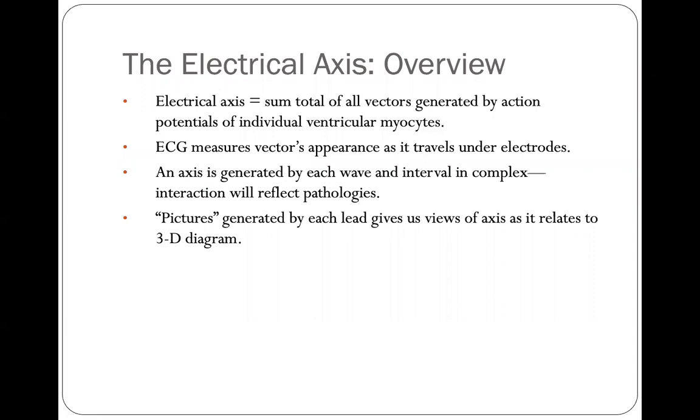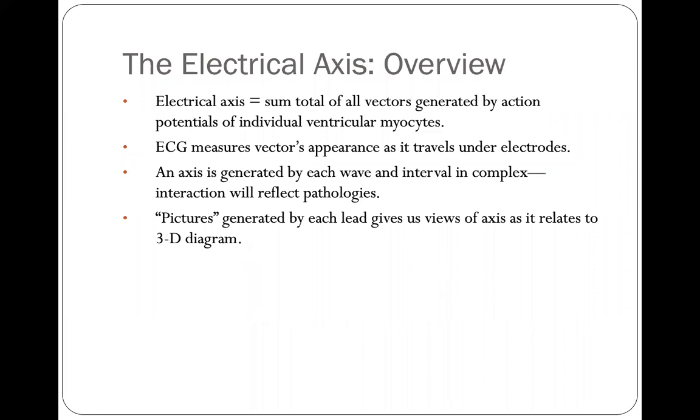We can break that into P wave, QRS complex, and T wave. So atria, ventricle depolarization, and ventricular repolarization. Each of those has its own axis. We are going to primarily talk about QRS axis for right now. So everything I'm talking about right now is related to ventricular depolarization.